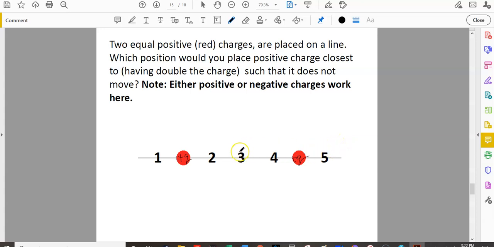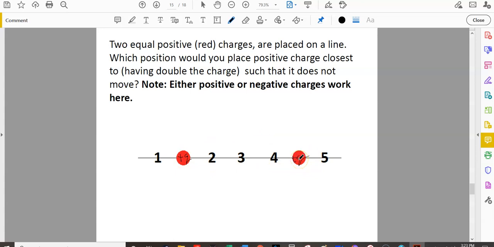Okay. Now, you're going to take a positive 2Q charge and you're going to place it somewhere on this number line such that it will not move. Now this positive 2Q charge is free to move, but you're going to want to place it such that it will not move. So that means the forces on this are going to be balanced. Okay? So where do you think you would place this positive 2Q on this number line such that it will not move? And again, these two red charges are anchored in place.